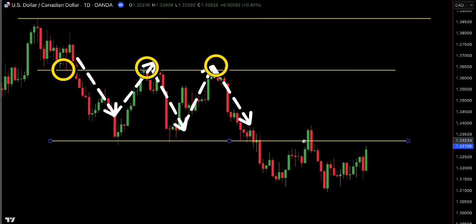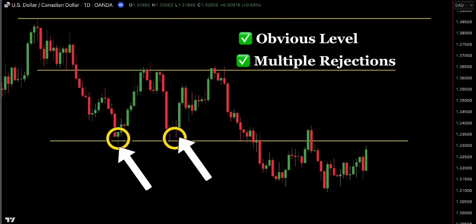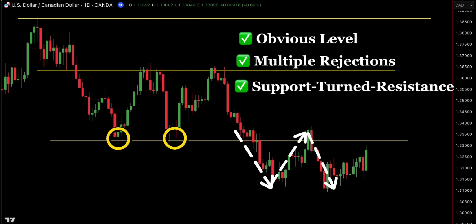Further down, we can see another level that meets the following criteria. Obvious level, clearly visible on the chart. Multiple rejections. Price has rejected this level several times. Support turned resistance. The level was initially support, but turned into resistance after a breakout.